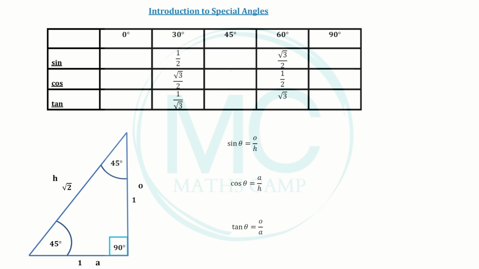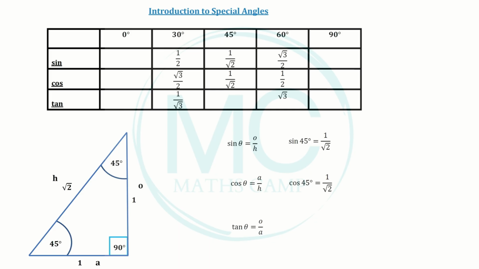With these, we can now find the values of the trigonometric ratios for a 45-degree angle. So let's start with sine, and we can say sine 45 degrees is equal to the opposite side, 1, over the hypotenuse, which is square root 2. Let's make a note of this in our table. Now we can look at cos. So we say cos 45 degrees is equal to the adjacent side, 1, over the hypotenuse, root 2. Let's make a note of this as well.